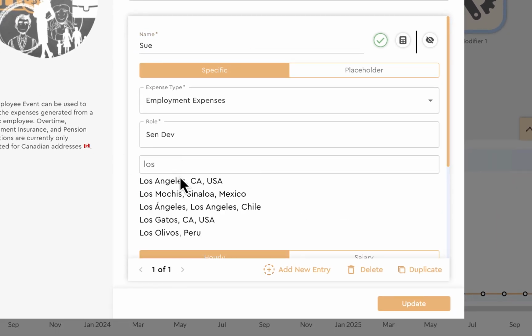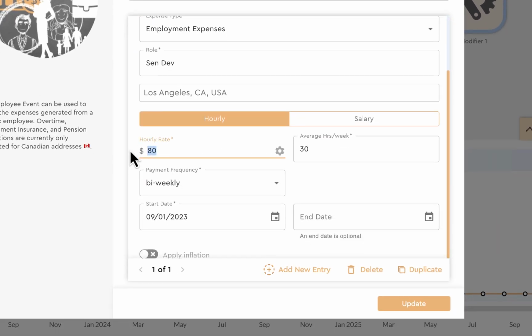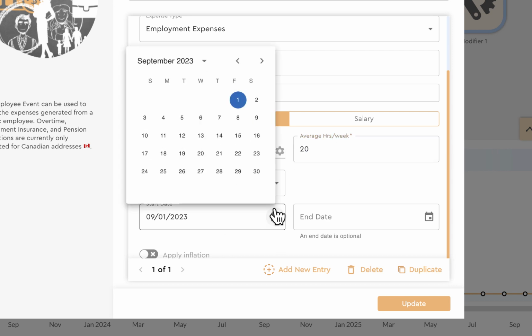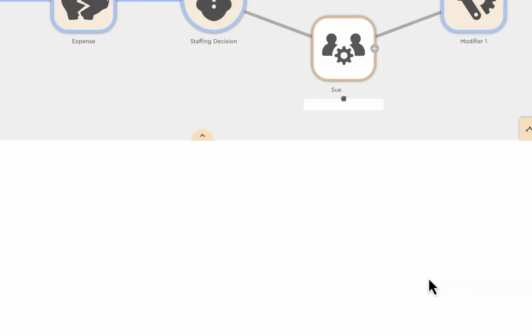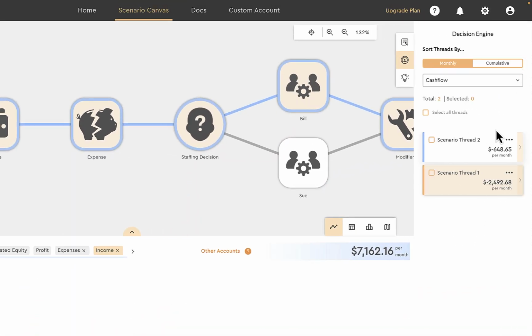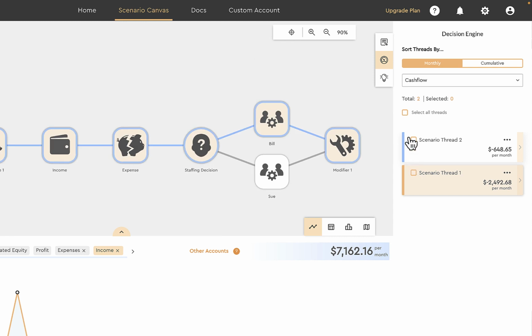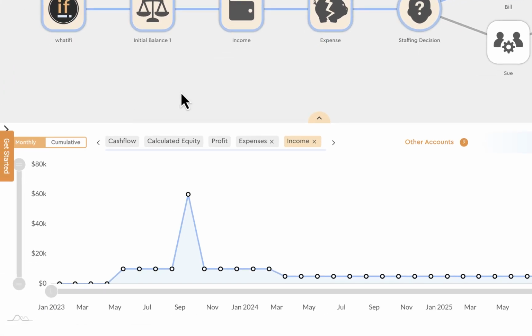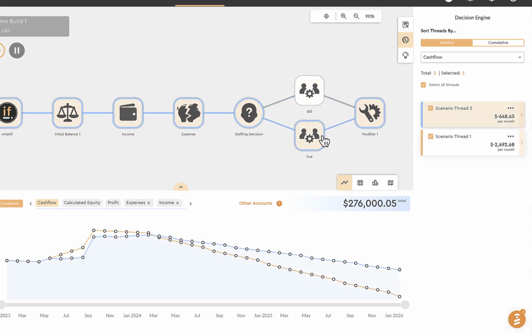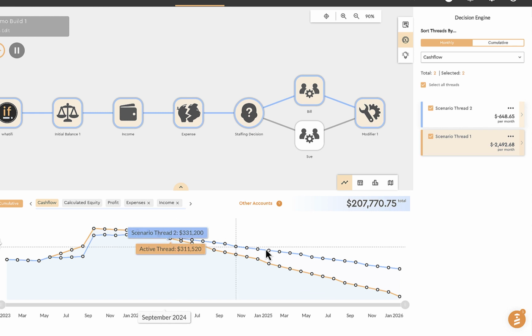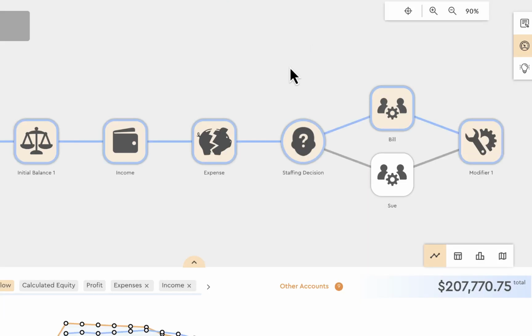Sue is based in Los Angeles. She's $90 an hour. She can only work 20 hours a week, and her start date is more immediate though. So we now have two scenarios calculating here, two scenario threads. We can pop both of those on the graph now and see what our cash flow looks like in these two different scenarios with two different developers and a world where our revenue is decreasing in the future.